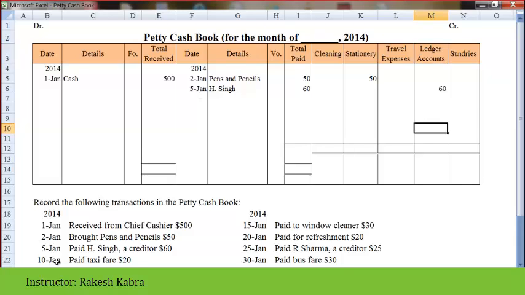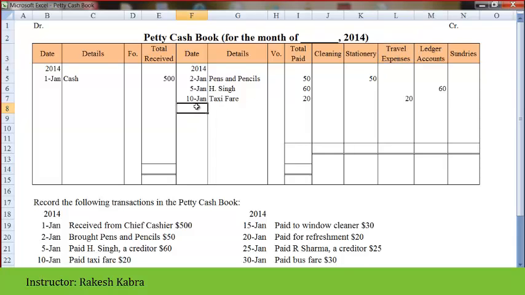Now next date is when taxi fare we paid on Jan 10. So I will put the date Jan 10 and I will write here taxi fare. How much amount I paid? 20. I will write in this column first, and it will come in traveling expense, isn't it? Yeah. So I will put $20 in the column for traveling expenses.